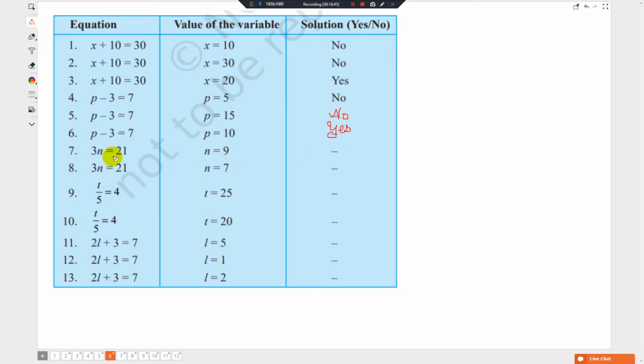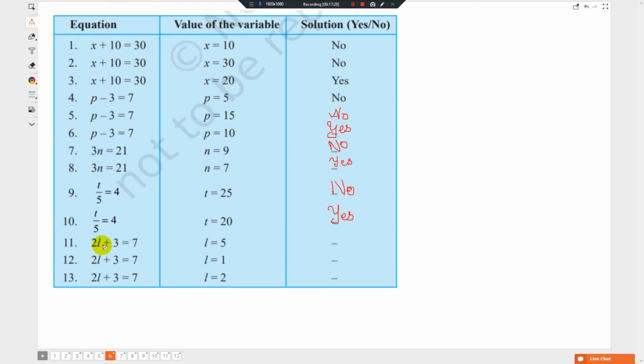Now, 3n is equal to 21, n is equal to 9. 9 threes are how much? 27. No. So 3n is equal to 21, n is equal to 7. 7 threes are 21. Yes, that came. Now, t by 5 is equal to 4. t is equal to 25. 25 by 5 is equal to 4? No, that is 5. t by 5 is equal to 4, t is equal to 20. 20 by 5 is 4. Yes.